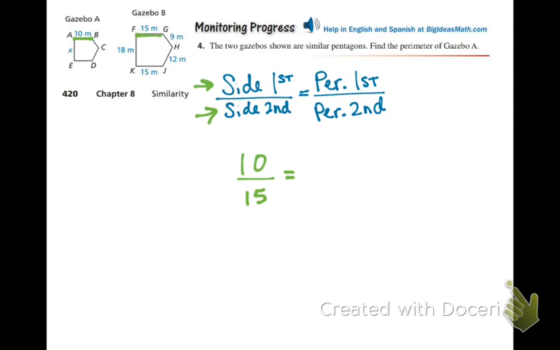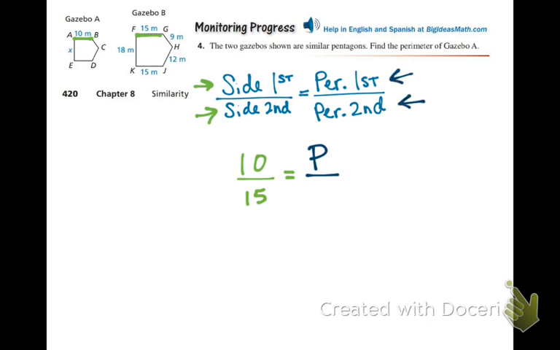Equals the perimeter of the first. Do we know the perimeter of the first? No. Could we know it? No. So I would actually not use the letter X. Can anybody guess, looking at this picture, why I wouldn't? There's already an X and it represents something else. So I'm going to put P for perimeter. All right, and then equals the perimeter of the second.